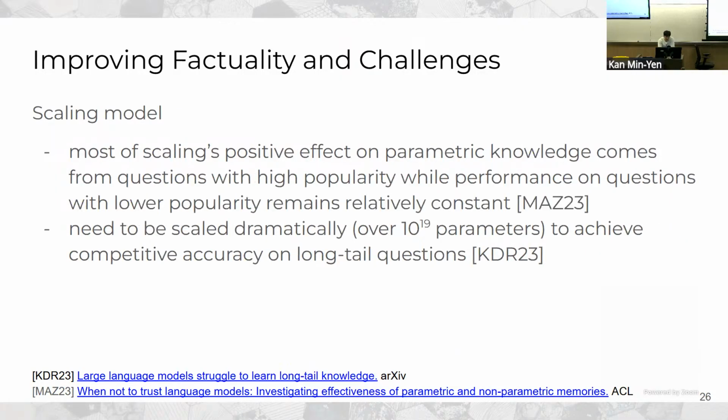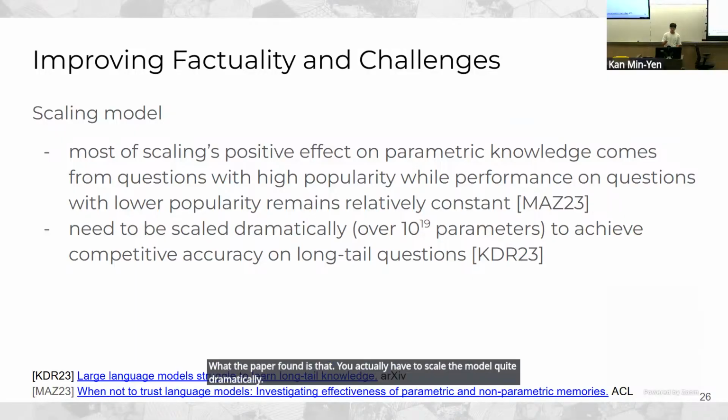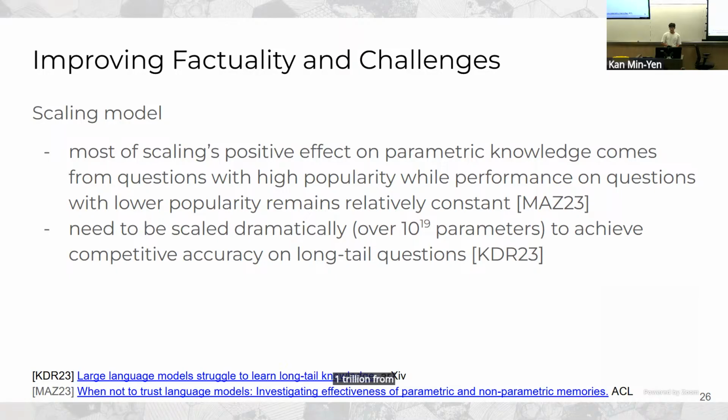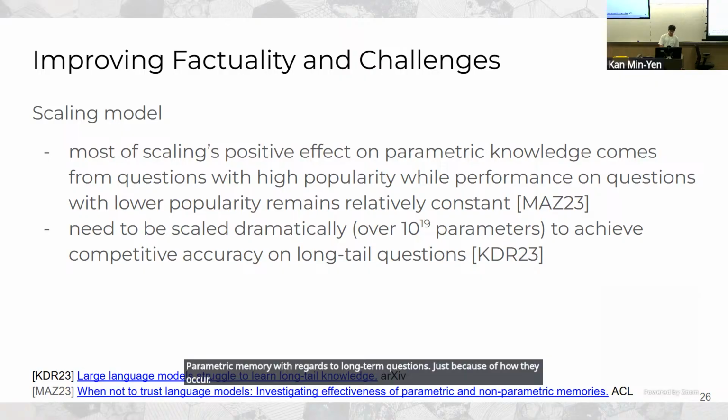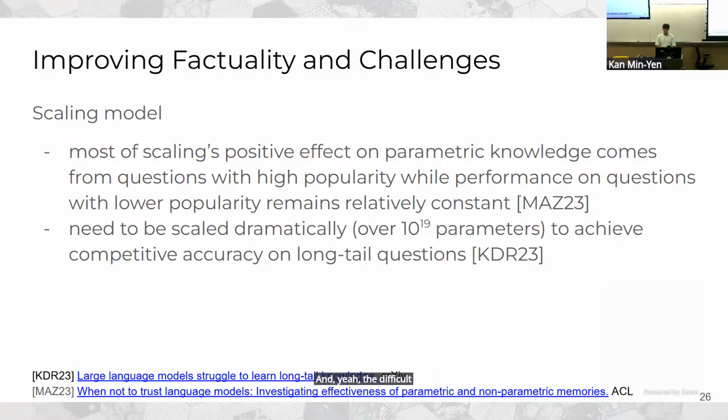The second one is scaling the model. What the paper found is that you actually have to scale the model quite dramatically, to over like 1 quintillion parameters, to achieve human level accuracy on long tail questions. So it's still a struggle to have parametric memory with regards to long tail questions, just because of how rarely they occur and the difficulty of obtaining the data set to train the model on them.